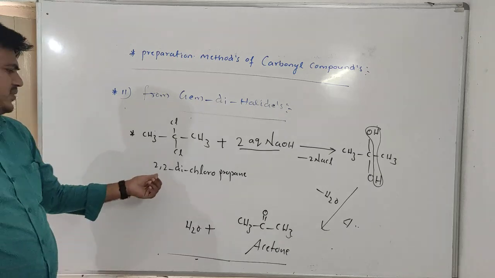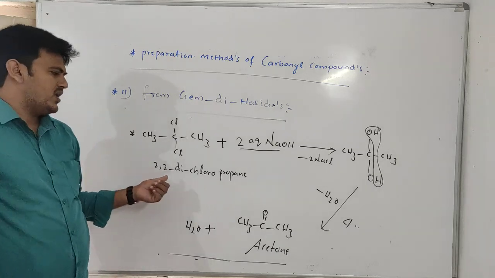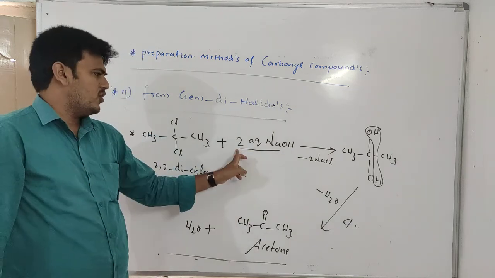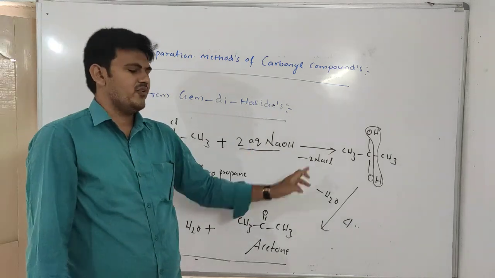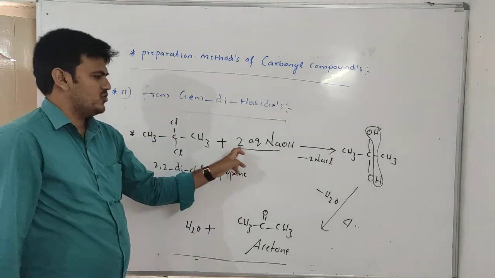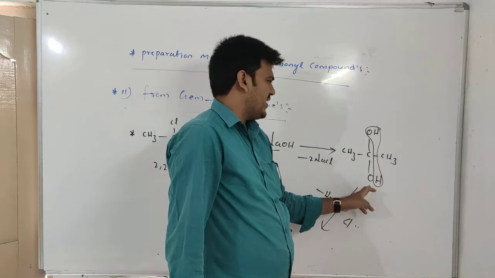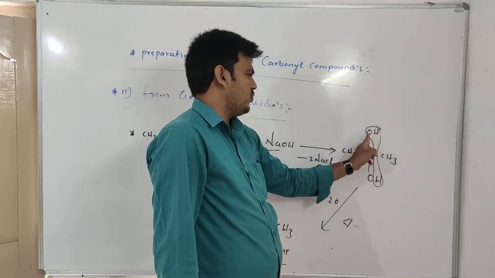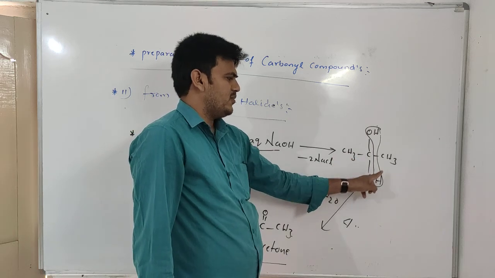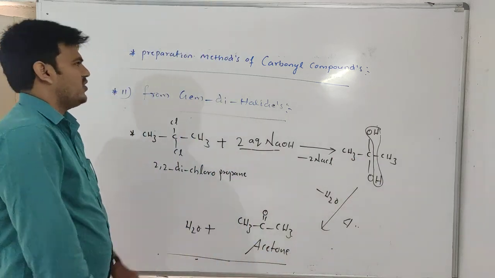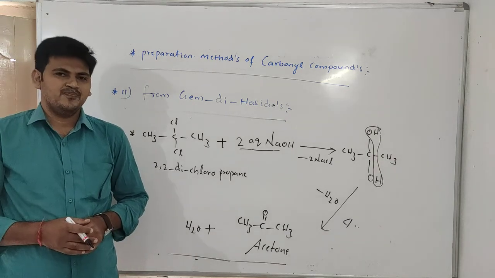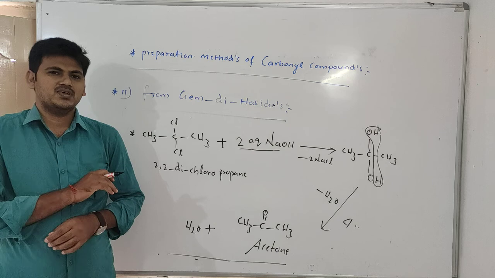So very simple, 2, 2 dichloropropane, one of the geminal dihalides, reacts with 2 moles of aqueous NaOH. So 2 moles of sodium, 2 chlorine atoms, removal of NaCl. Remaining answer CH3, C, CH3, 2 moles of OH. And further action of it, removal of water, H2O. Remaining answer CH3, C double bond O, CH3, acetone, and byproduct is water. So these are preparation methods of carbonyl compounds. So preparation methods of carbonyl compounds are completed.